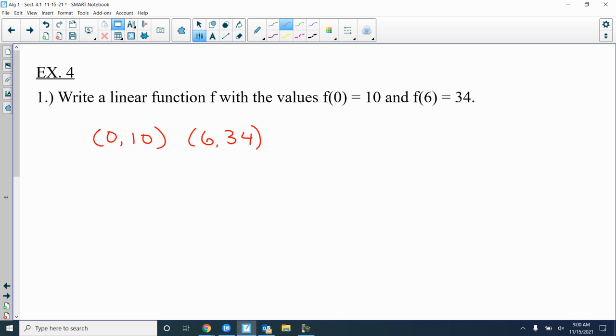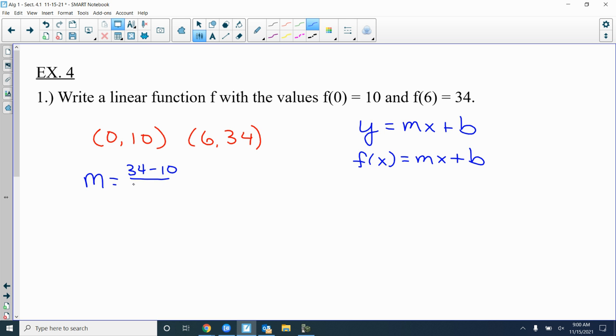All right. Now, the only difference is we got y equals mx plus b. When we are done, I'm just going to make it f of x equals mx plus b. We'll get there in a second. I still got to find the slope. So we do m equals 34 minus 10 over 6 minus 0. So I want to do that. 34 minus 10 over 6 minus 0.